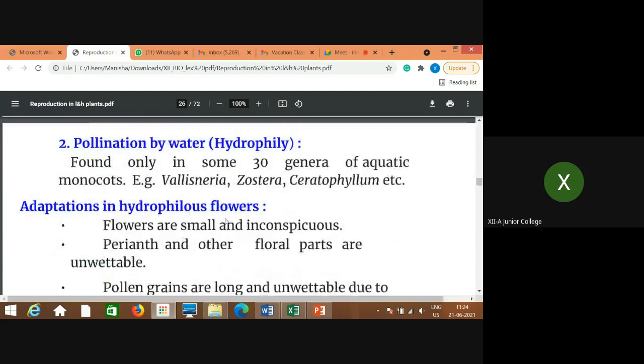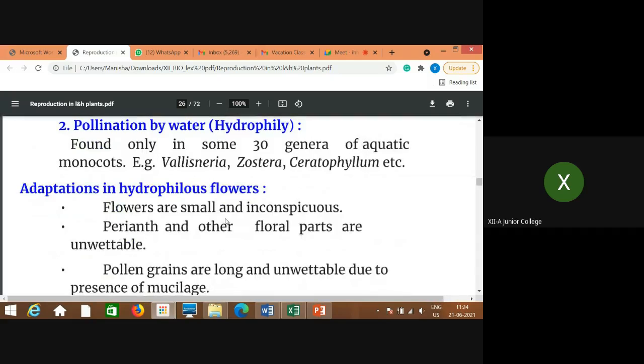Now the second type is pollination by water. This is called hydrophily. Hydro means water. So when the pollinating agent is water, that type is called hydrophily. It's found only in some 30 genera of aquatic monocots. Vallisneria, Zostera, Ceratophyllum are some of the examples of hydrophily. Now, what are the adaptations in hydrophilous flowers?